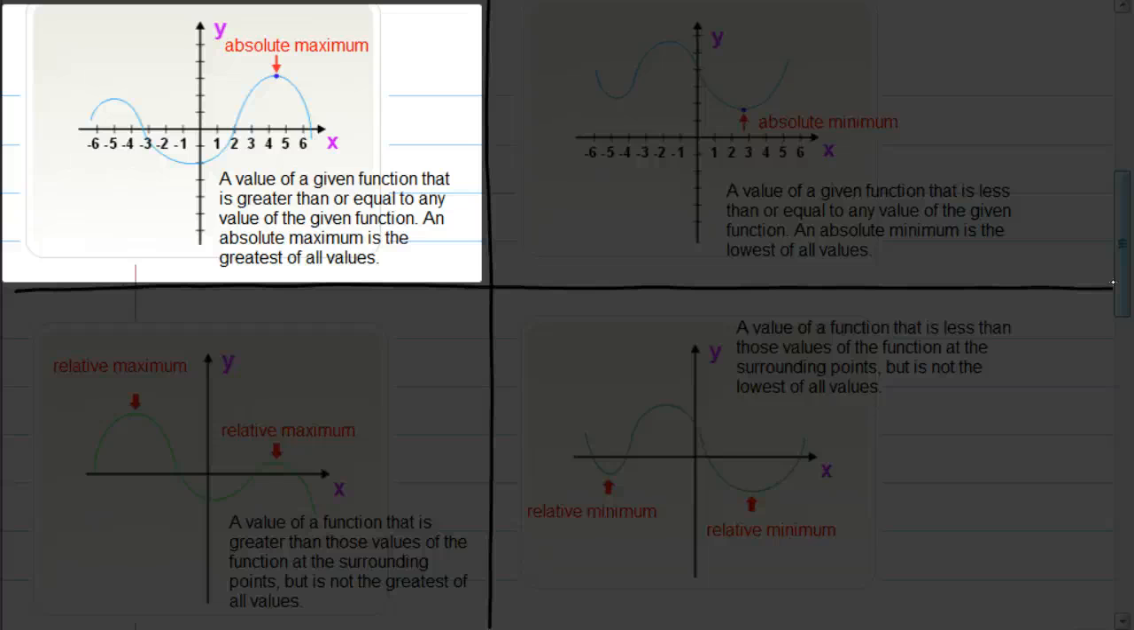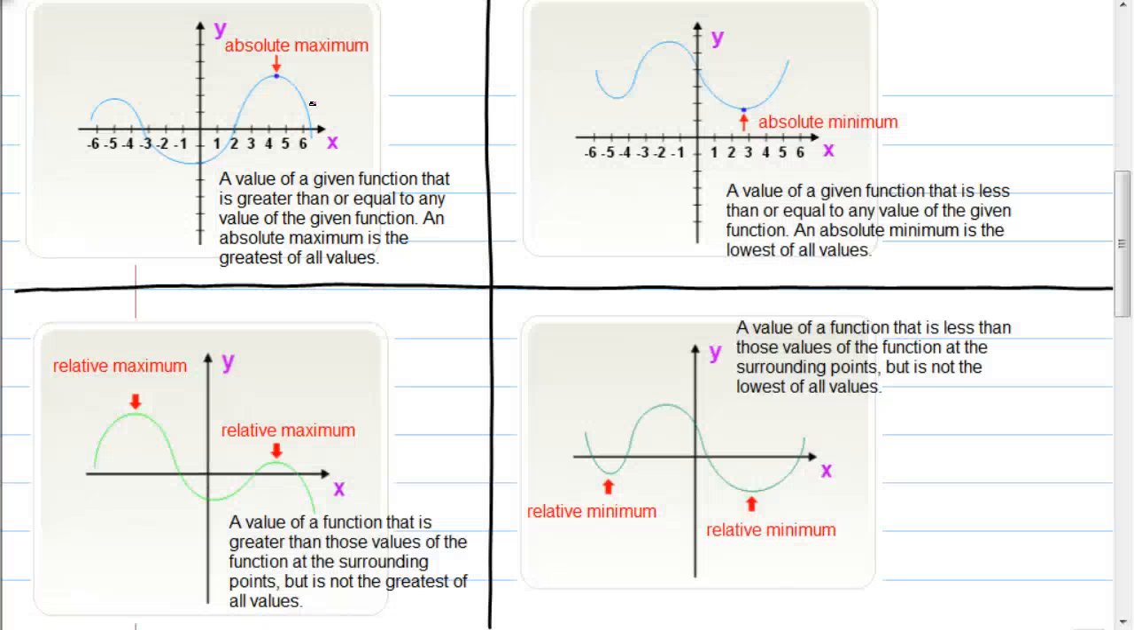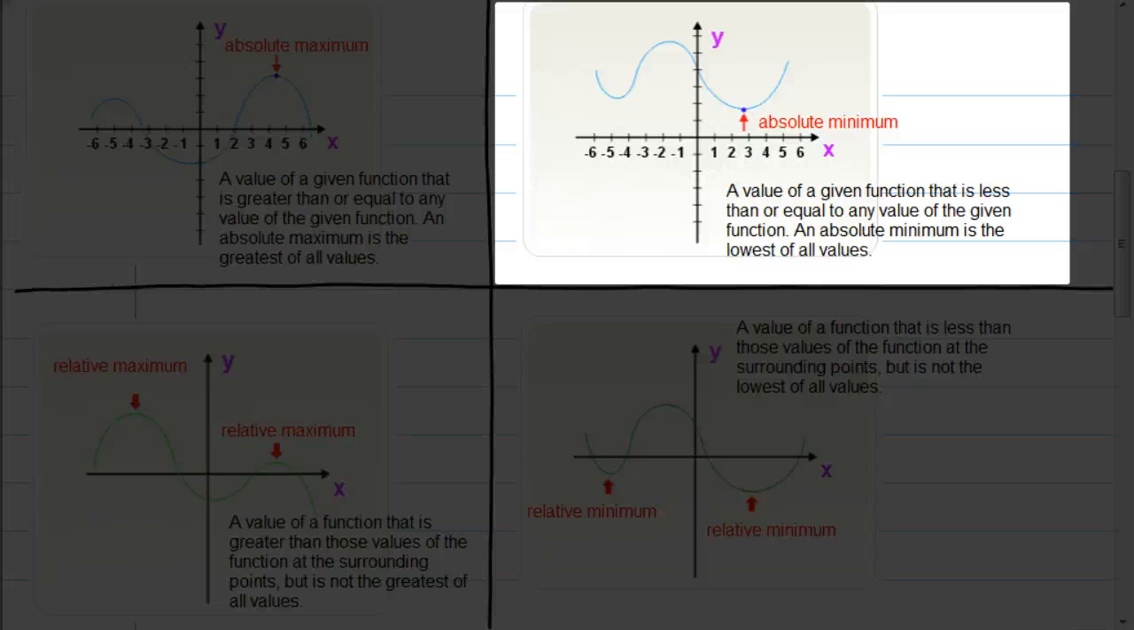In this case there would be just the one absolute maximum. If we had two that were at the same height, then we could have a situation with two absolute maximums. On the flip side, we could look over here at the next box, and we could see that we could have an absolute minimum. The textbook definition is that it's a value of a given function that is less than or equal to any other value of the given function. An absolute minimum is going to be the lowest of all the values. Makes sense. It's the absolute minimum. In the previous one, it's the absolute maximum.